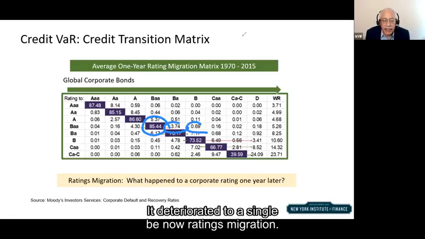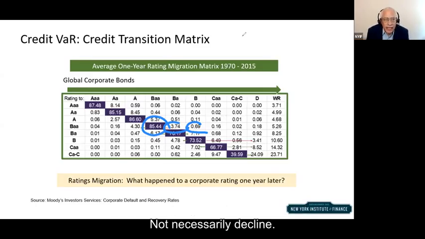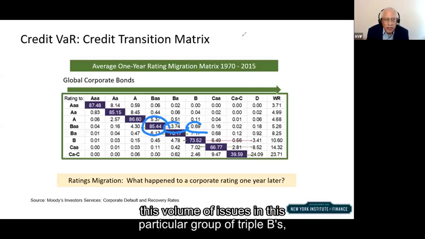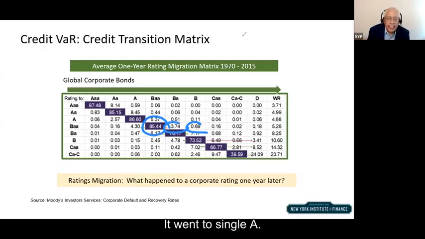0.69% it deteriorated to a single B. Now, ratings migration, in some cases, the company's rating could improve, not necessarily decline. It could actually improve. So you do see that 4.3% of the time, the ratings for this volume of issues in this particular group of triple Bs improved. The rating got better. It went to single A.